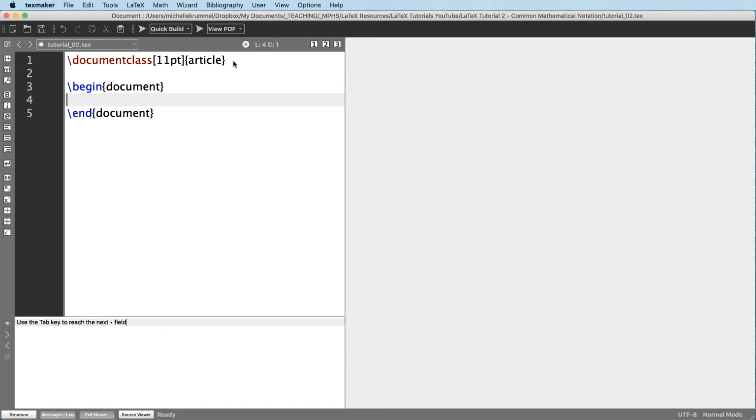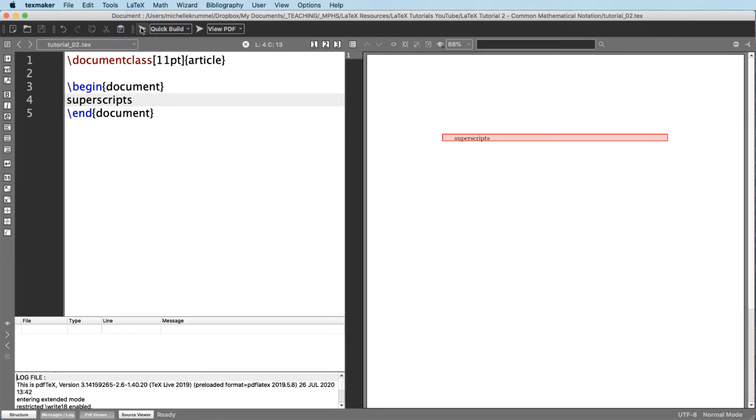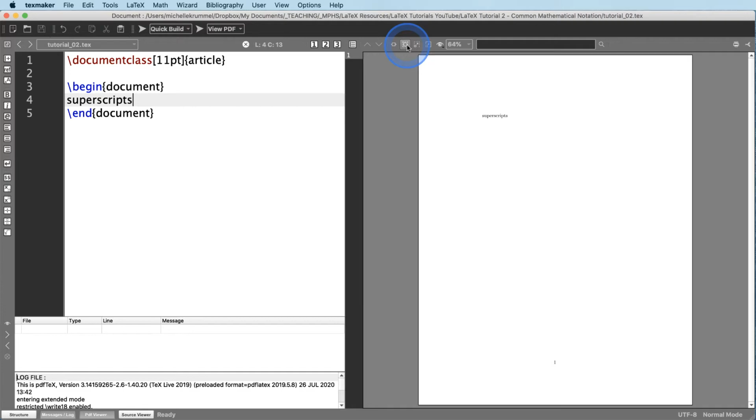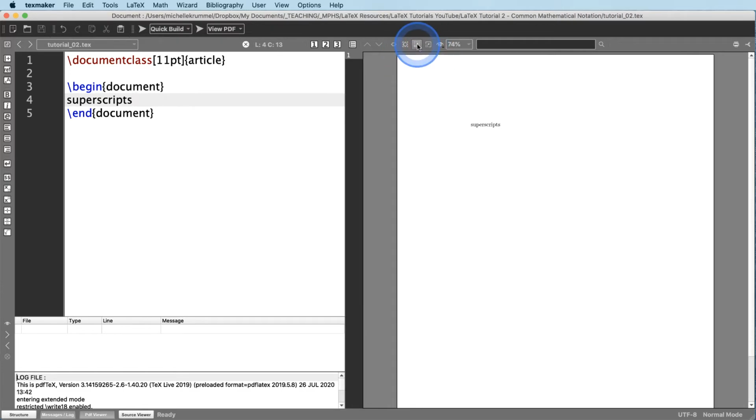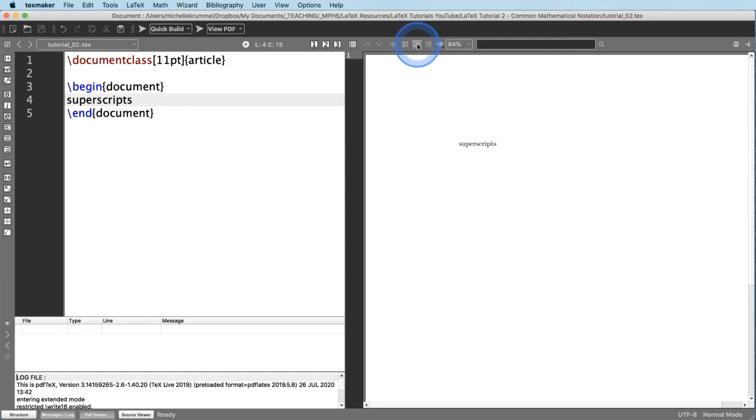We're working on mathematical notation today, so I'm just going to go through lots of different categories and then show you how to type various expressions that you might need. So let's start with superscripts. I'm just going to type the word superscripts, and now that I have something here, when I build, we should be able to see that. And I'm just going to set the width here so that we're seeing the whole page. That looks about good right there.